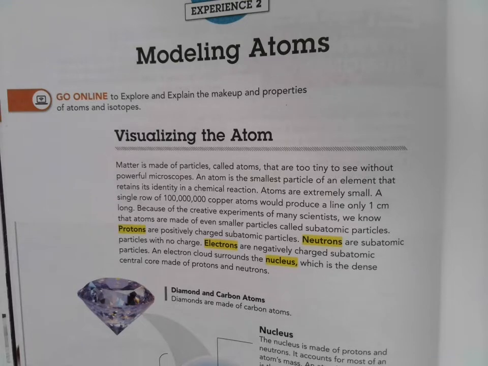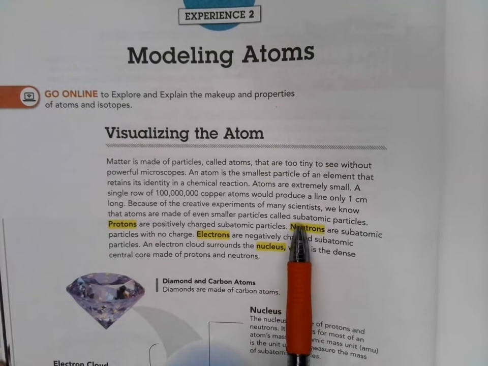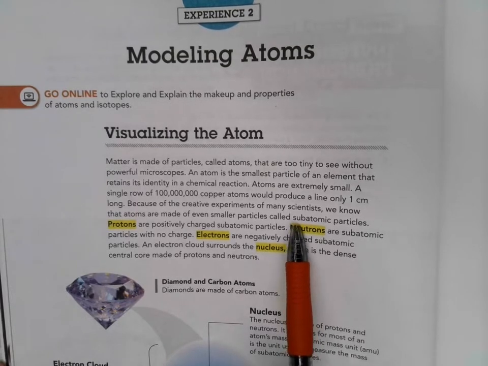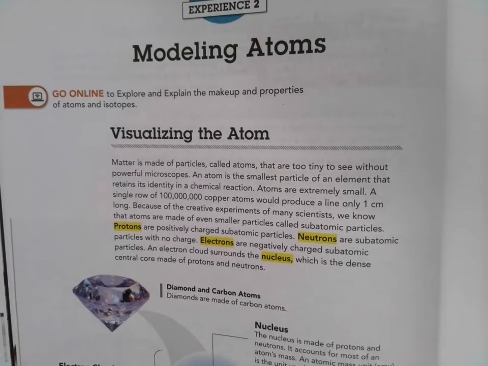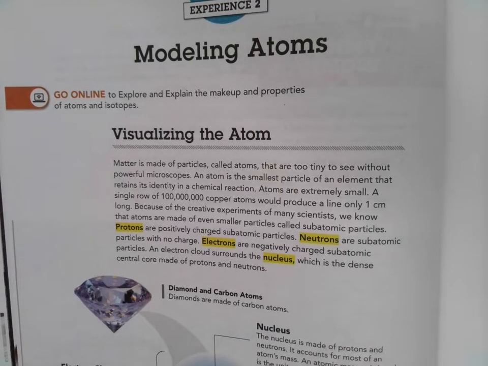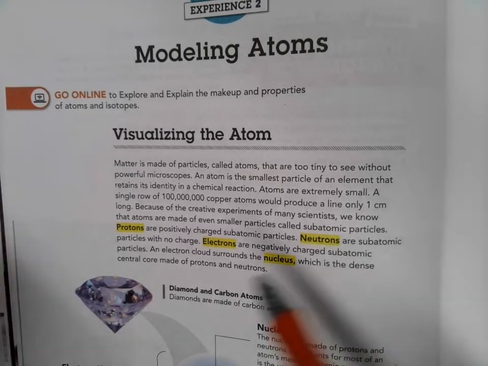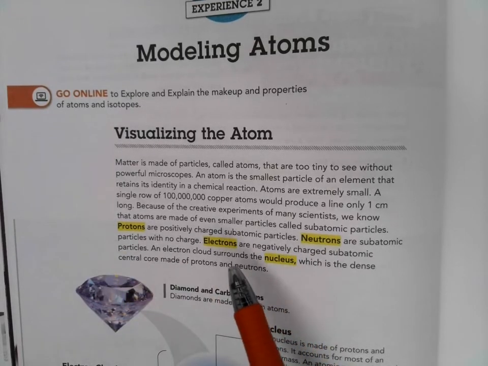What makes up atoms are what we call subatomic particles. There's a word here, subatomic: sub meaning below or under, and atomic referring to atoms. So it's like below atoms. What are the parts of the atom? There are three major parts: protons, neutrons, and electrons.